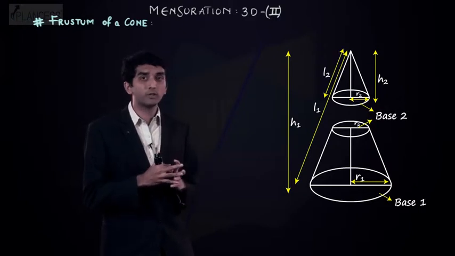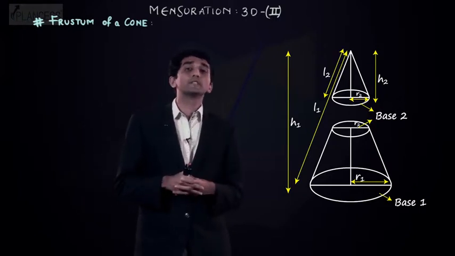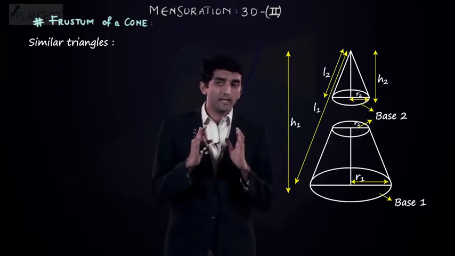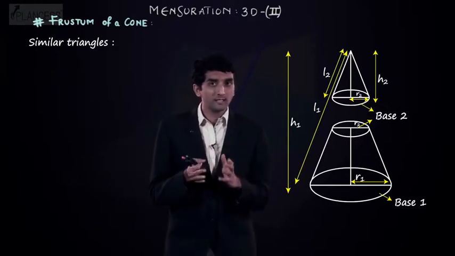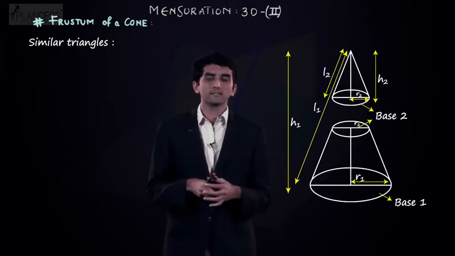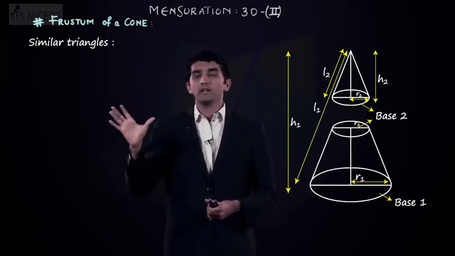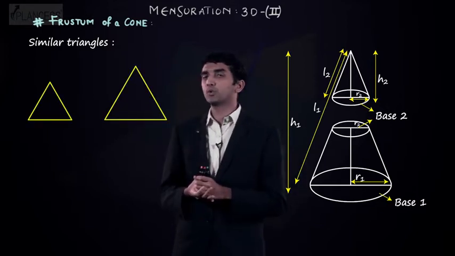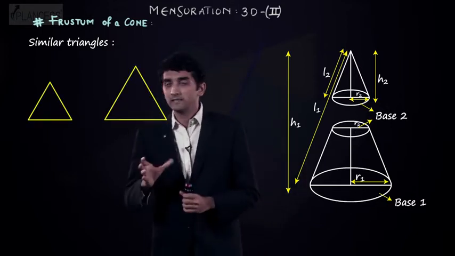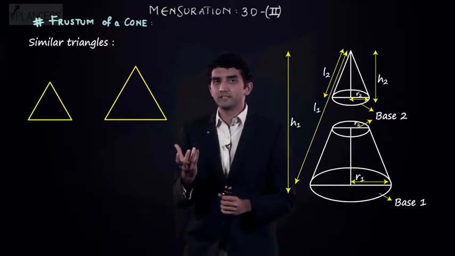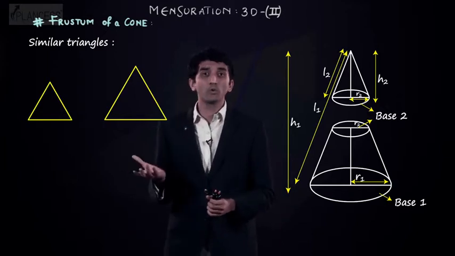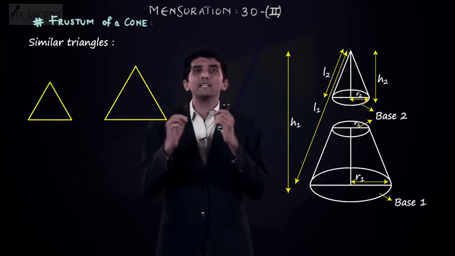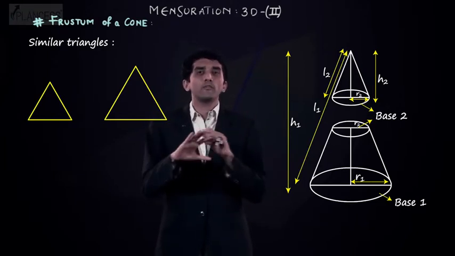And how are we going to relate this? By using the concept of similar triangles. Now, if anyone does not know what similar triangles are, just in case, then I'll give you a quick glimpse of what similar triangles are. So here are two triangles. So basically, similar triangles, as the word suggests, is not exactly congruent triangles. Congruent triangles are those triangles which are absolutely equal in terms of everything.